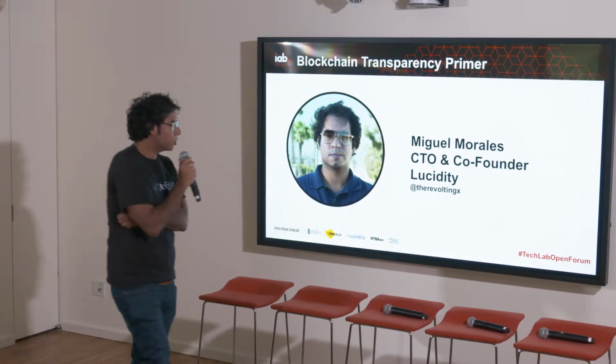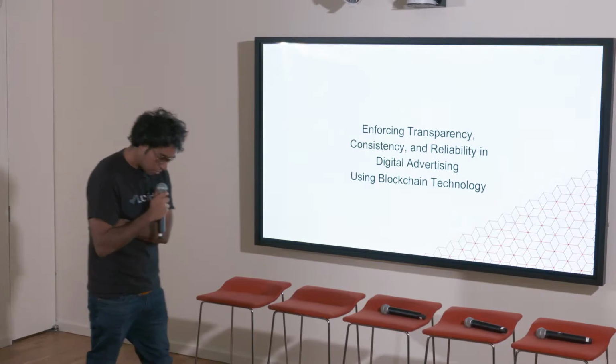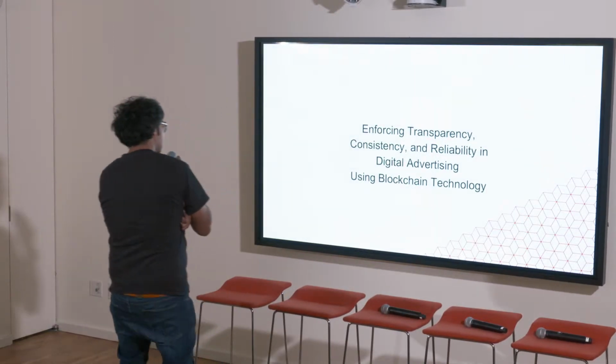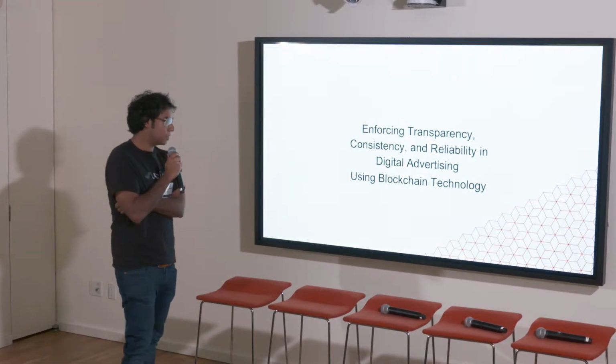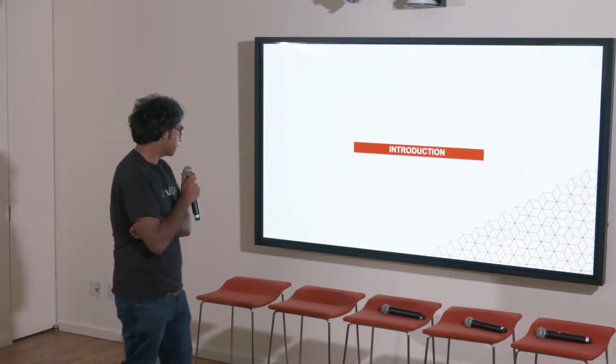So today we're going to be reviewing the blockchain transparency primer. Let's get started. The name of the paper is Enforcing Transparency, Consistency, and Reliability in Digital Advertising Using Blockchain Technology. Next slide.